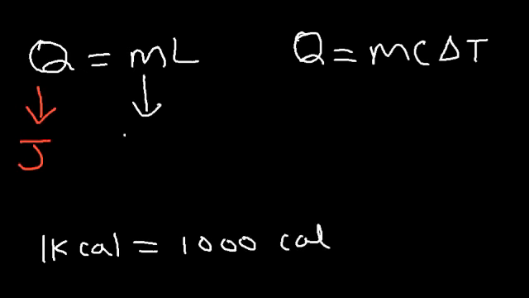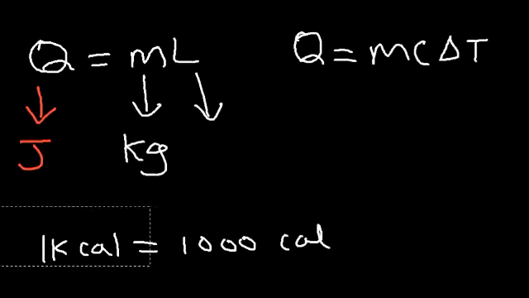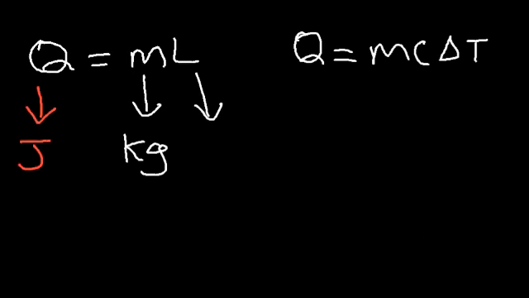M is the mass in kilograms. L is the latent heat. It could be the latent heat of fusion or the latent heat of vaporization. So if you're taking physics, you might see this symbol, LF, for the latent heat of fusion. In chemistry, you might see delta H sub F. But we're going to work on problems from a physics perspective.